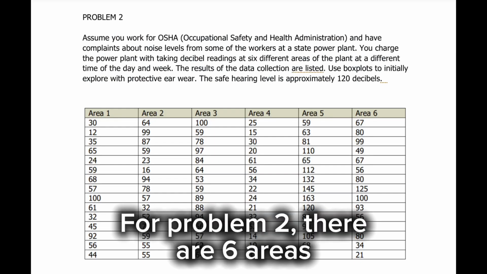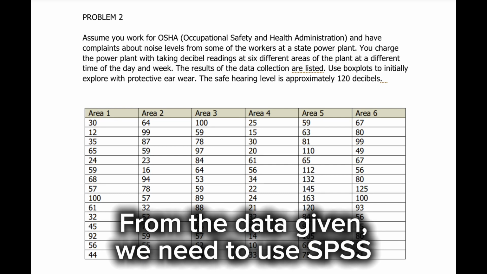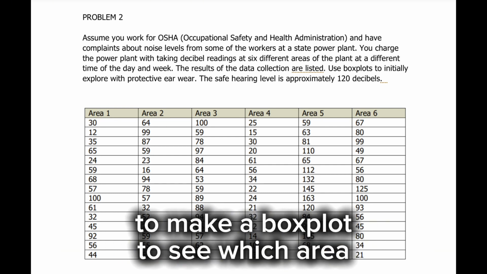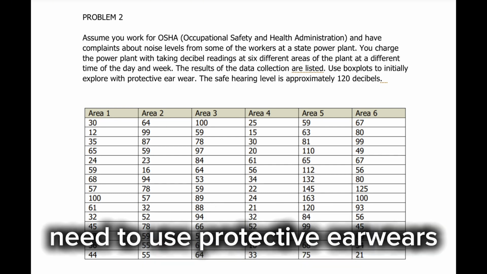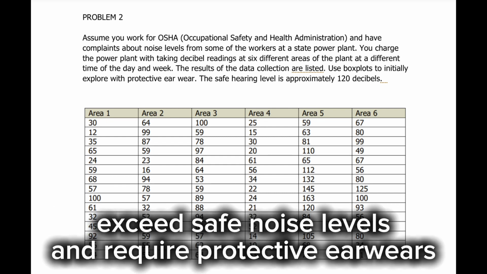For problem 2, there are 6 areas and the results for each area are collected. From the data given, we need to use SPSS to make a box plot to see which areas need to use protective equipment. And from that, we can conclude which areas are within safe levels and which areas exceed safe noise levels and require protective measures.